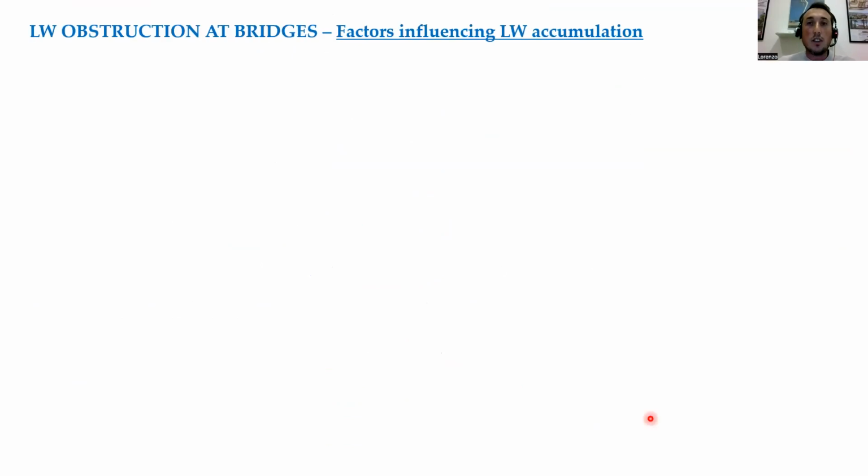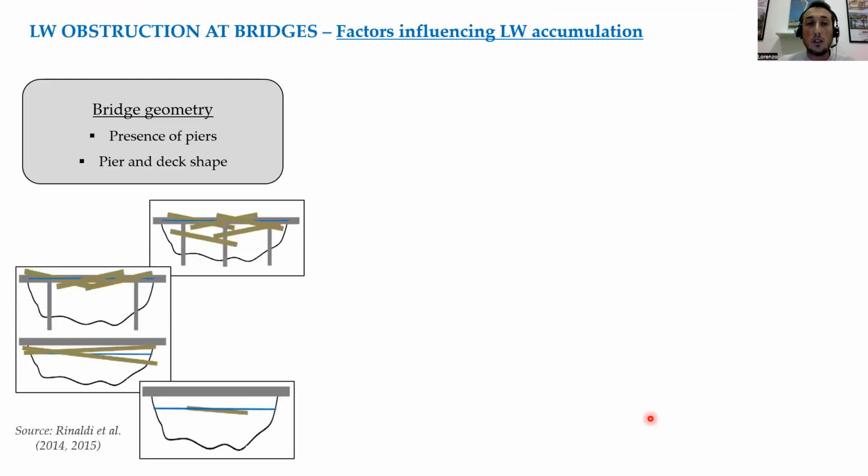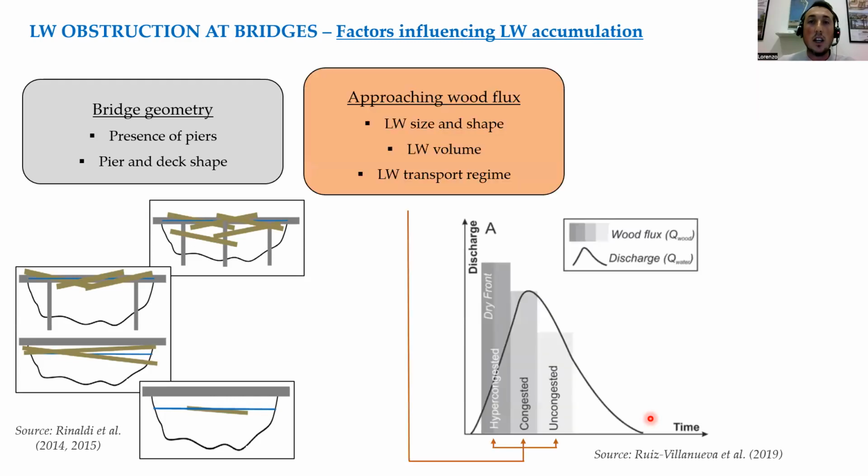Which are the factors that have influence on the river accumulation? There are a lot of factors. First of all, we have the bridge geometry, of course, so the presence of piers is fundamental, but also the shape of the piers and of the deck of the bridge. So there are some examples here in the slide.